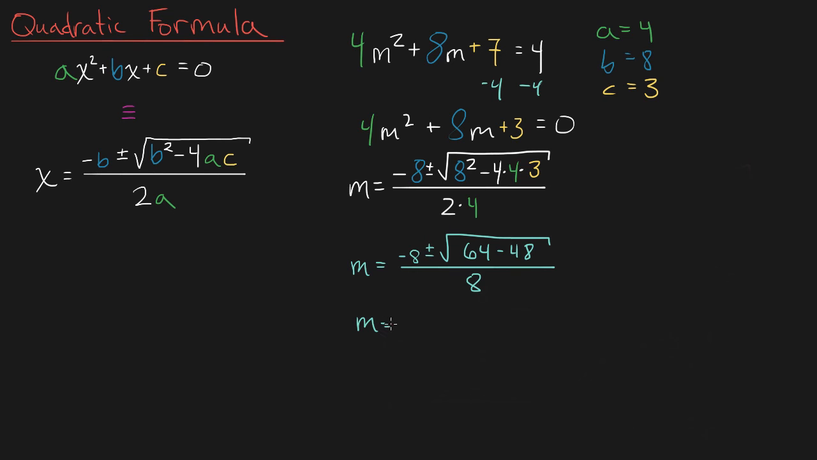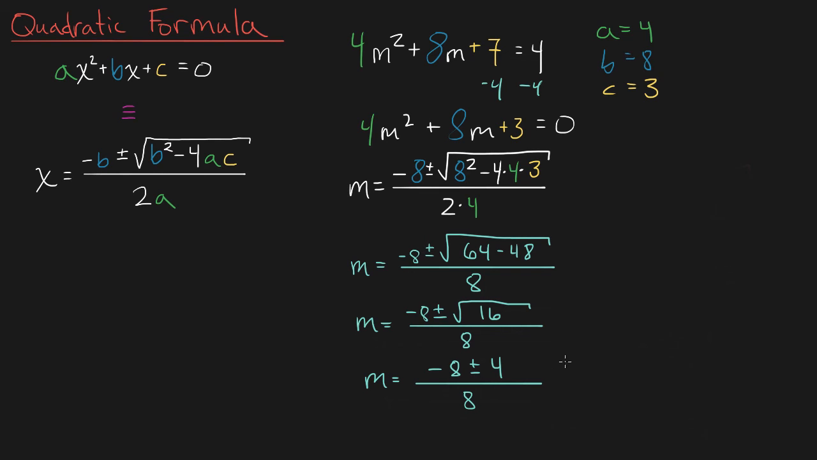And from there we have m is equal to negative 8 plus or minus the square root of 64 subtract 48. Let's see, 64 subtract 40 is 24, and then subtract 8 is 16. And then all of that over 8. And then for the next step here, we have m is equal to negative 8 plus or minus the square root of 16, which is 4, because 4 times 4 equals 16. And then all of that over 8.